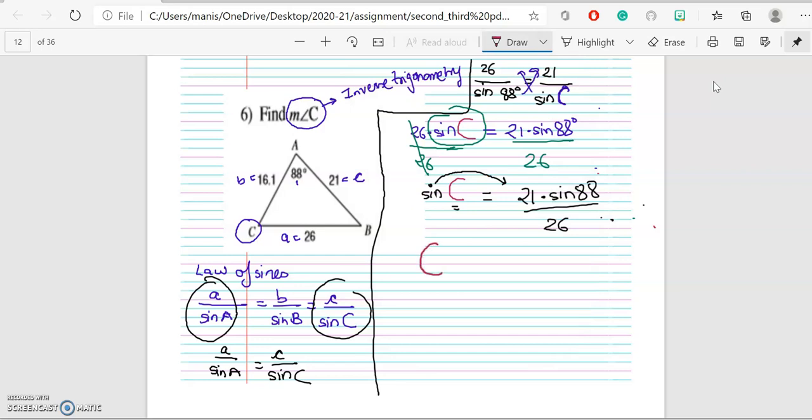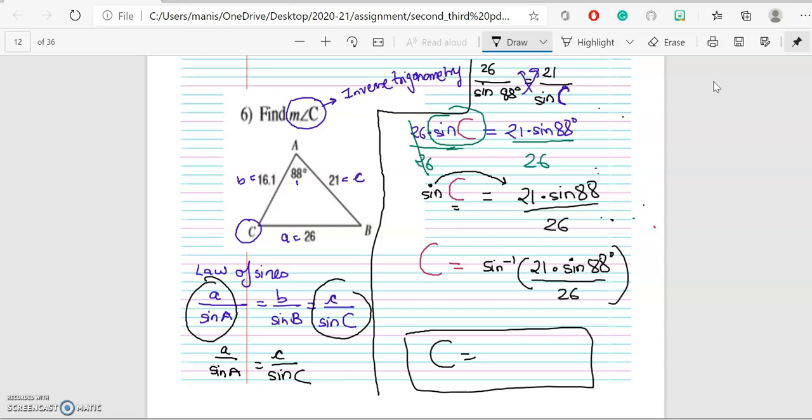So when you take the inverse of sine on both sides, what are you left with? You are left with C is equal to sine inverse of 21 times sine 88 degrees divided by 26. So I will type this value in my calculator, so I can get my value of angle C. What is this? This is angle C.